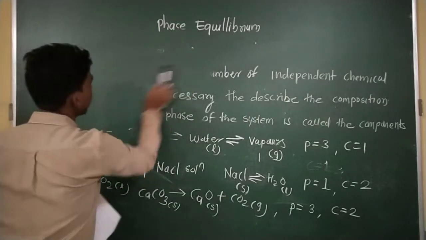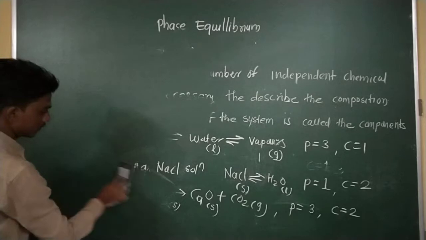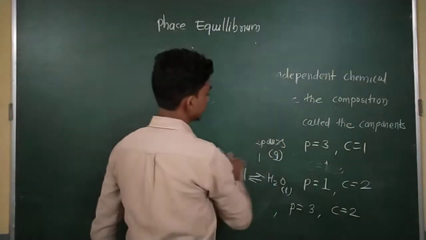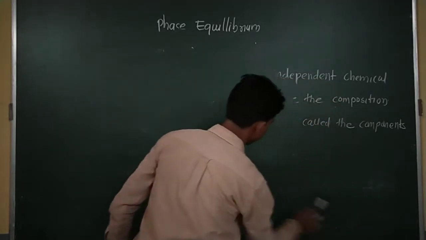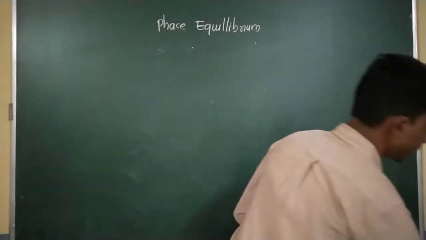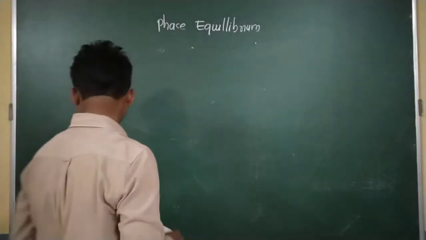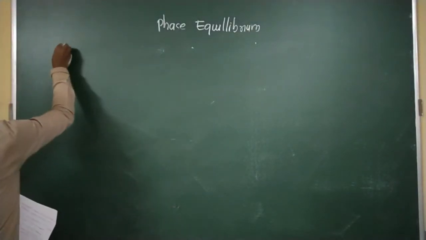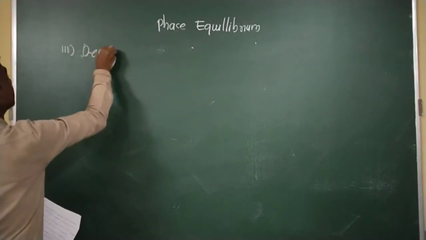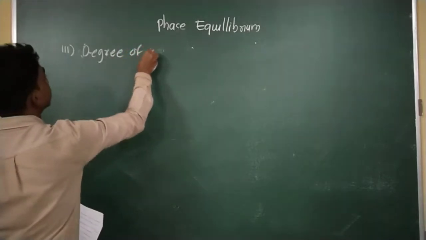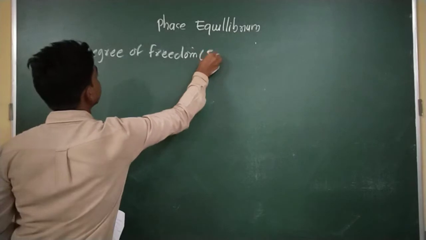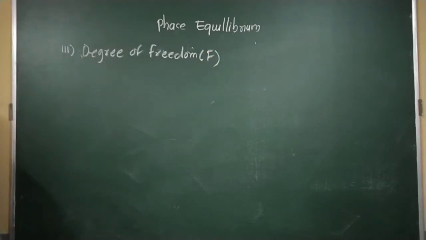And the third and last terminology used in the phase equilibrium or phase rule is degree of freedom. Degree of freedom is denoted by capital F.